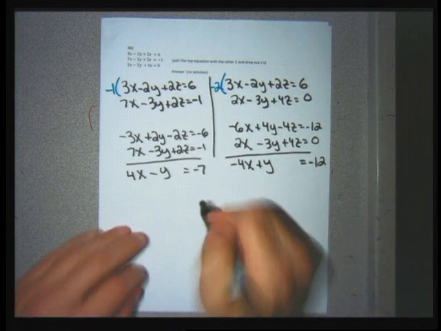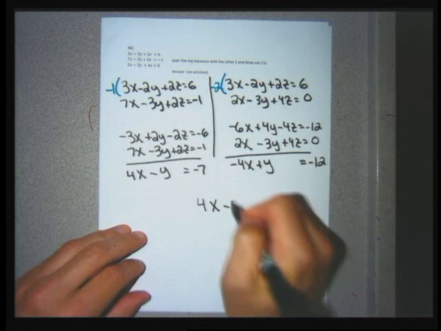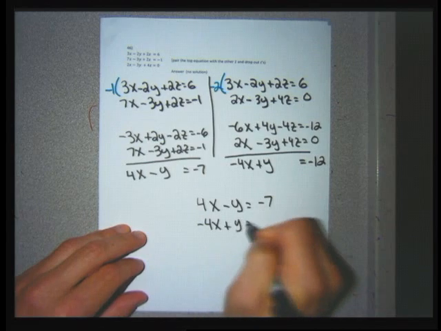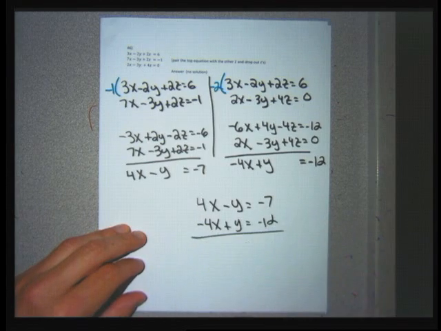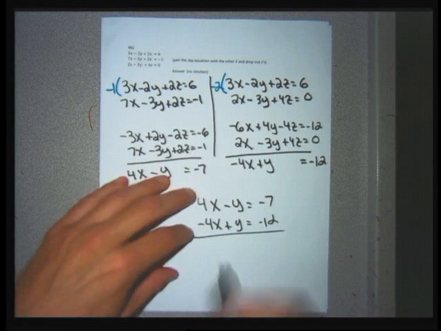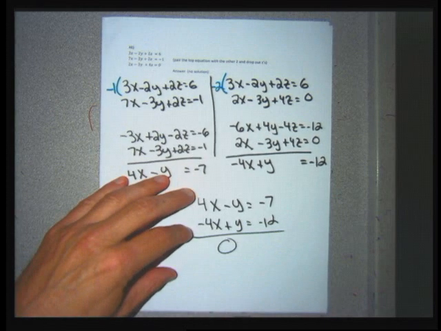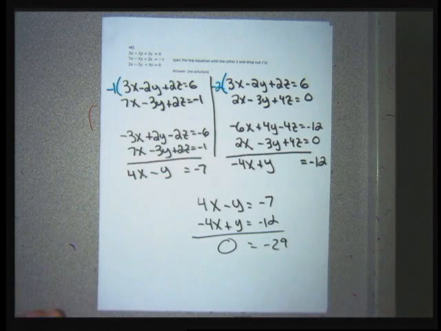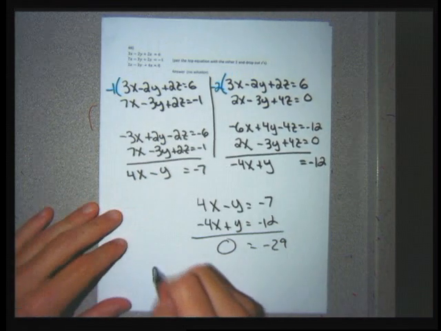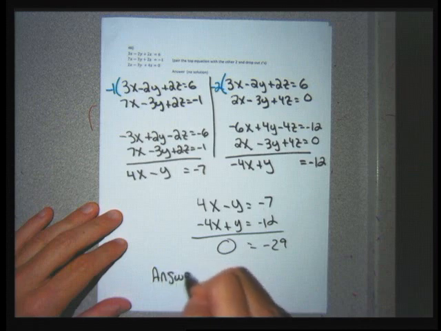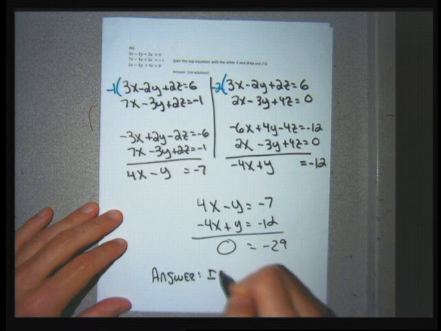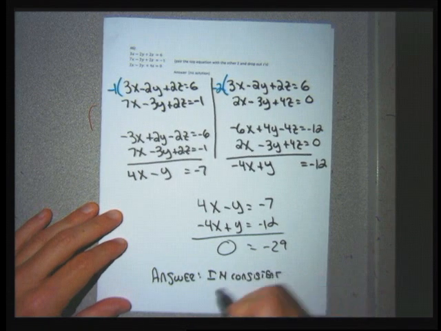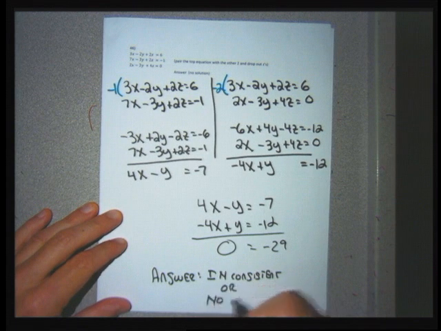Let's stack these on top of each other. So I'm going to go 4x minus y equals negative 7, negative 4x plus y equals negative 12. And these are ready. If you add these, the x's and y's cancel. Negative 7 and negative 12 is negative 19. The letters cancel. I have a false statement. So my answer is either going to be the word inconsistent or say no solution. Either would be okay.